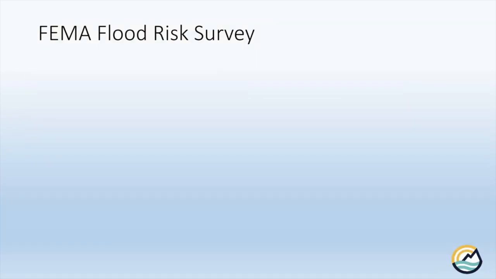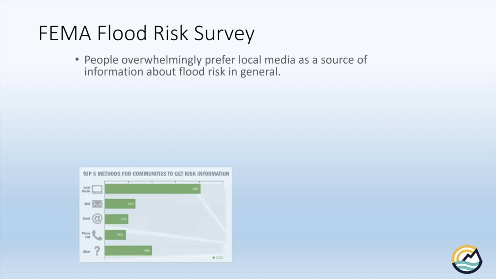So back in 2013, FEMA actually did a risk survey. They were curious to find out what people know about their flood risk, how it was communicated, things of that nature. And what they found was people overwhelmingly prefer local media sources for their flood risk information in general. 81% of the people that responded listed local media as one of their primary sources for getting risk information. That is a significant number.